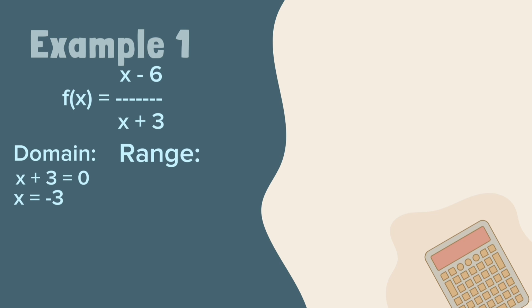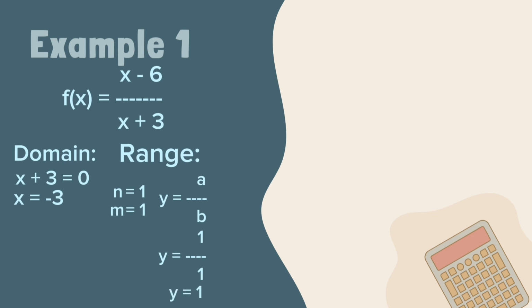For the range, just look at the highest degree or exponent in the numerator and denominator. So let's denote the numerator as n, while the denominator as m. Both of their highest degree is the same, which is 1. Then that means we have to divide their coefficients. So 1 divided by 1 is 1. Therefore, y should not be equal to 1.